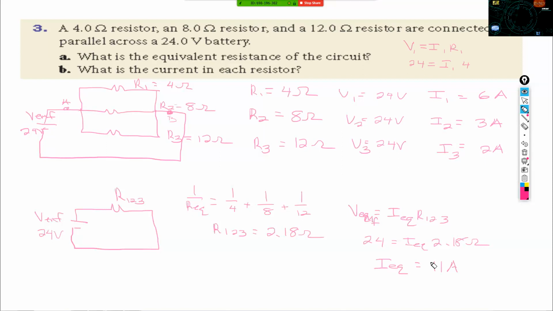Okay. So similar in how you treat it, it's just the rules you have to apply slightly different because it's parallel. First difference is this, how you find the equivalent. And then the other difference is now the voltage is the same, not the current. Current is the same through series.